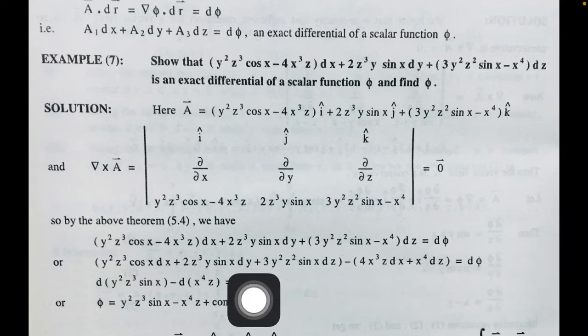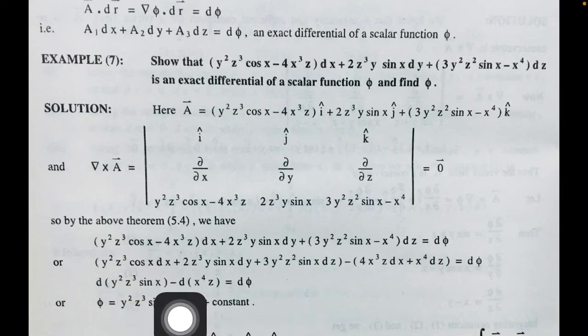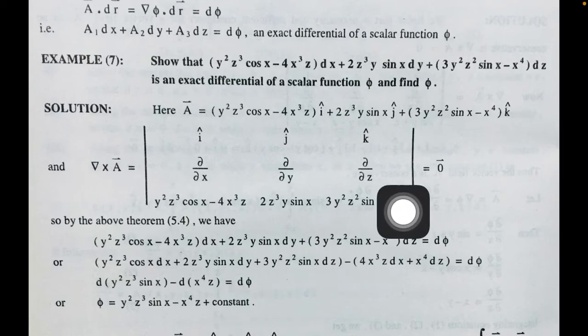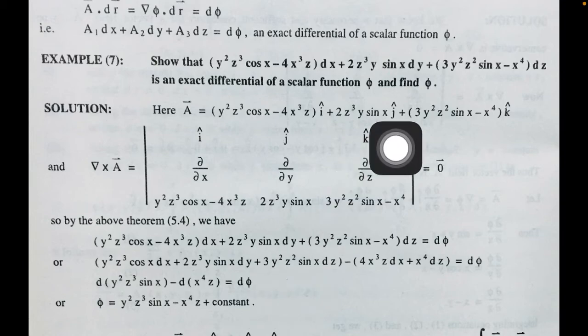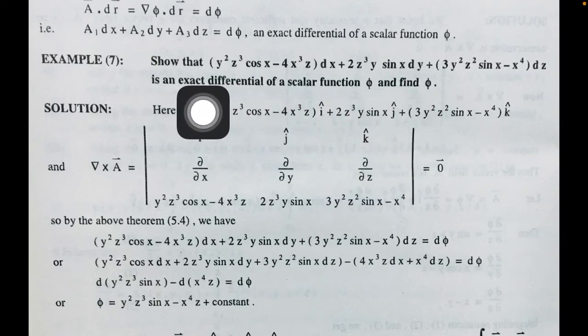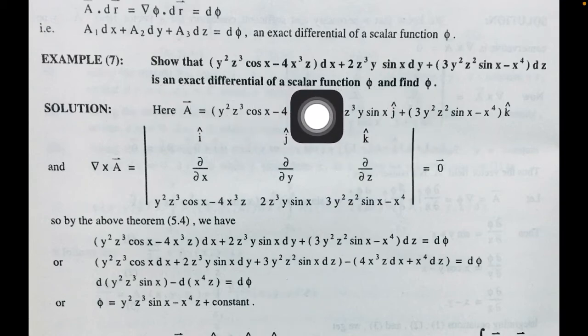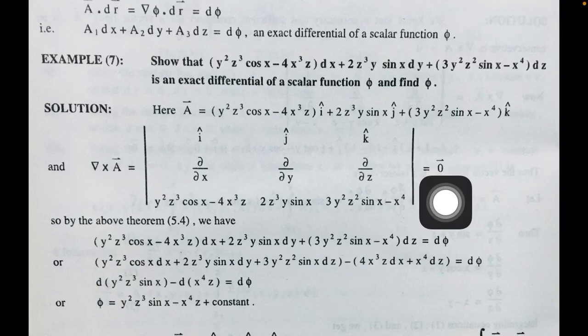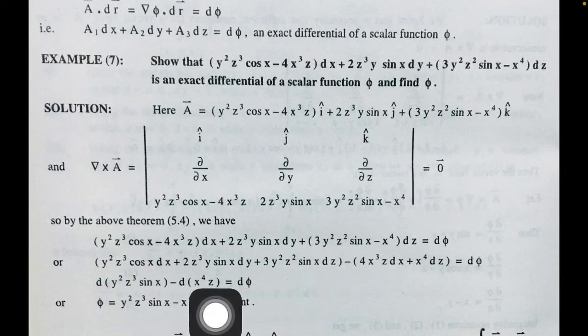So that means, integrating both sides, I got this result that phi is equal to y² z³ sin x minus x⁴ z plus some constant. So here we find the value of phi, and in the first step we check whether the function is an exact differential. So I find del cross A is equal to 0, and here this is the value of phi.